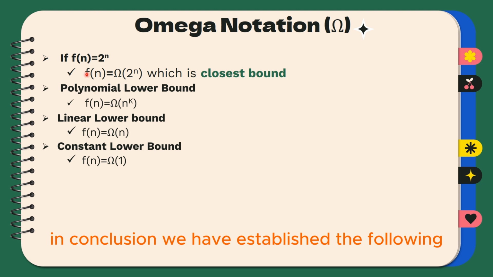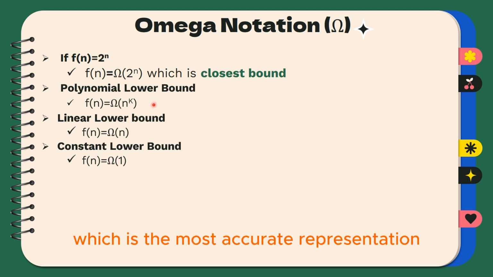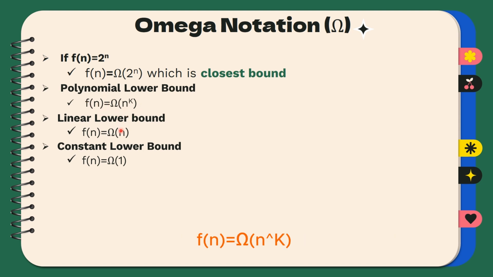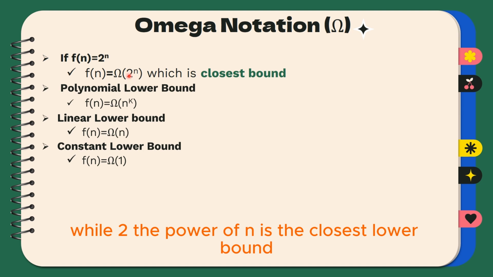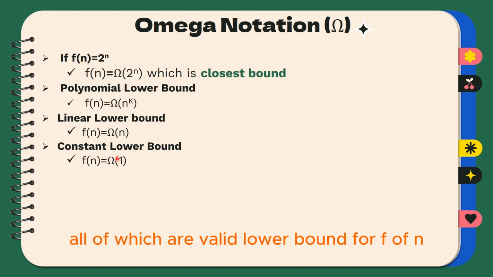In conclusion, we have established the following lower bounds for the function. f of n equal to big omega of 2 to the power of n, which is the most accurate representation, and the other valid representations are f of n equal to big omega of n power k, f of n equal to big omega of n, and f of n equal to big omega of constant. This analysis shows that while 2 to the power of n is the closest lower bound, it is also bounded by a polynomial, linear, and a constant function, all of which are valid lower bounds for f of n.